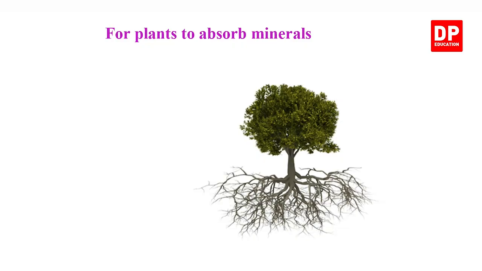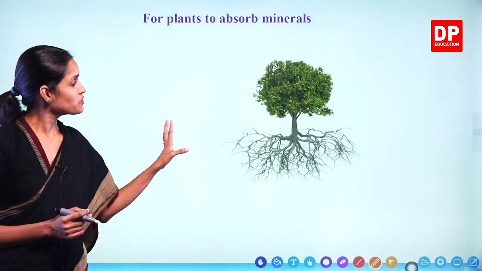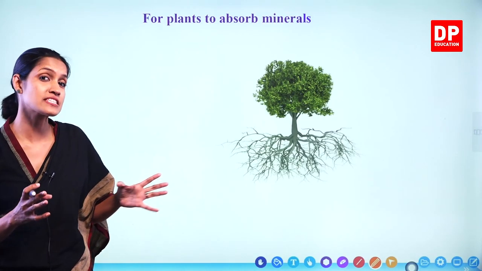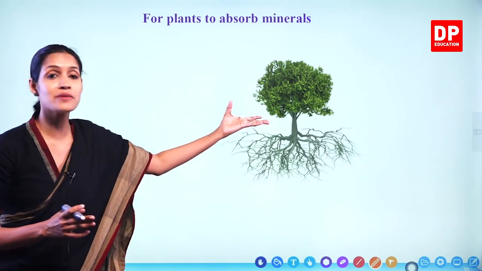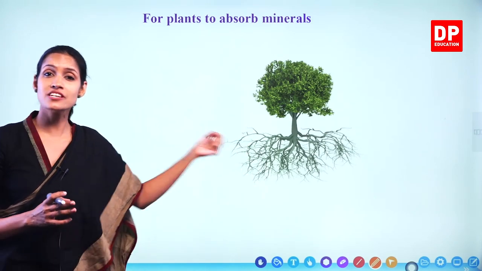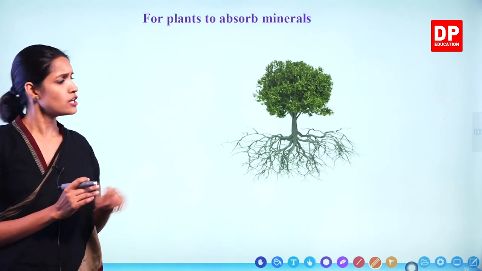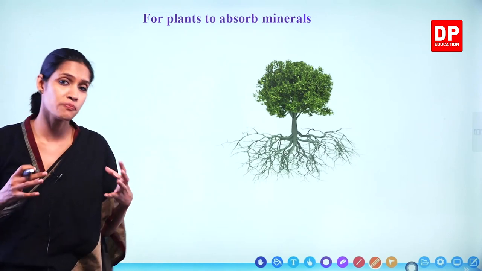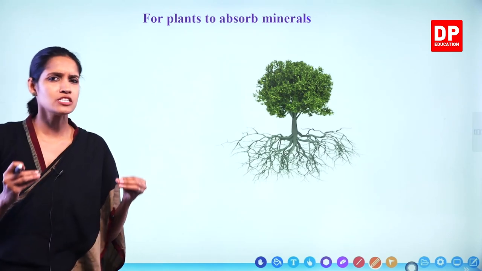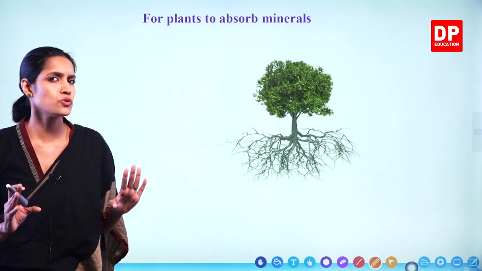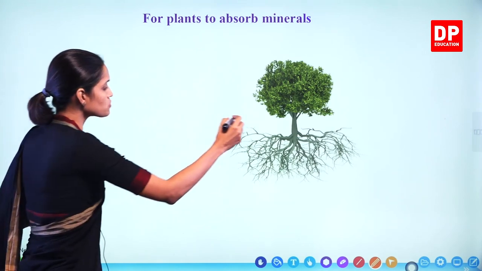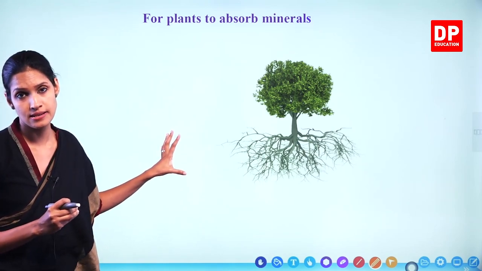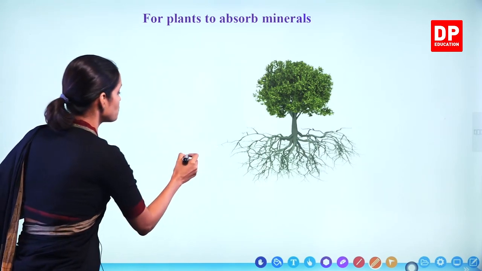Right. For plants to absorb minerals. Do you remember under the first lesson, under the photosynthesis part, we discussed that plant roots absorb minerals present in soil? I hope you remember. So what happens, children? Minerals are very important for the growth of plants. But basically, minerals are present as solids. Plant roots cannot absorb these minerals in solid state. Therefore, let's say now this is soil.